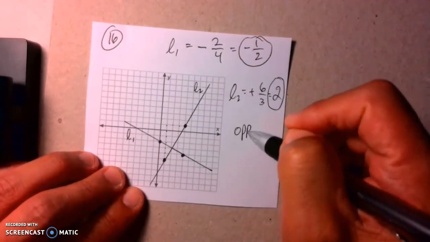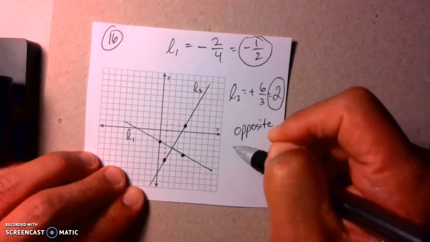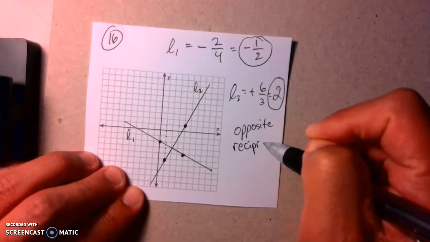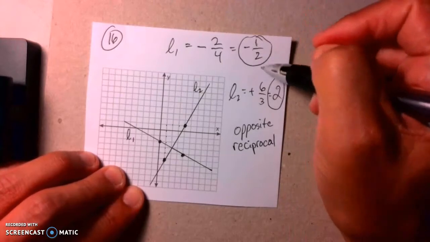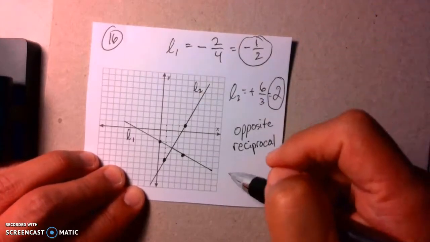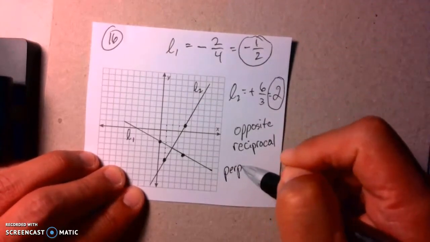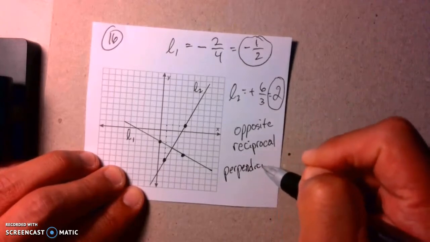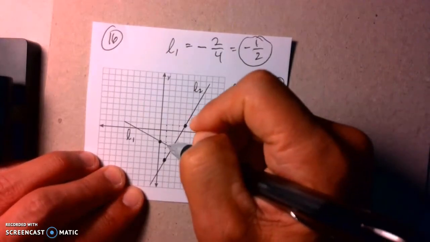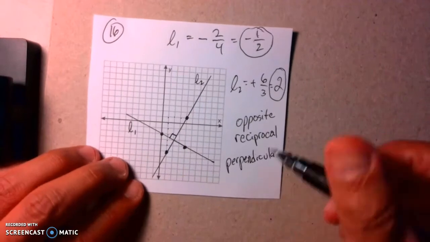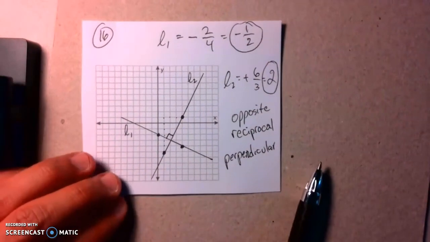This slope, negative 1/2. This slope, positive 2. These are opposites because one's positive, one's negative. Reciprocals. Reciprocal, of course, means one is 1/2, the other is 2 over 1. So these are perpendicular lines. So it's not about it just looking like it's 90 degrees. This one flat out is perpendicular because of opposite reciprocal slopes.